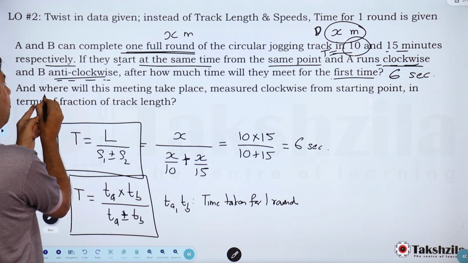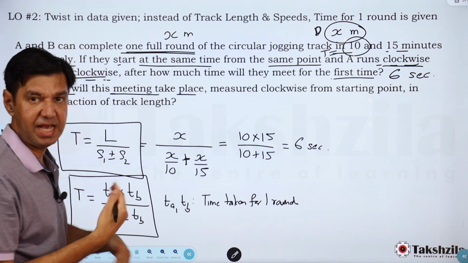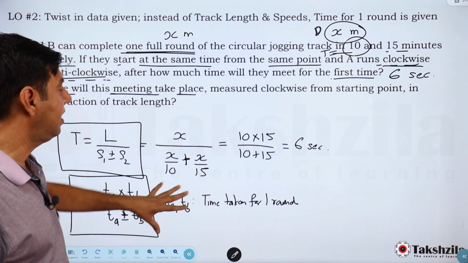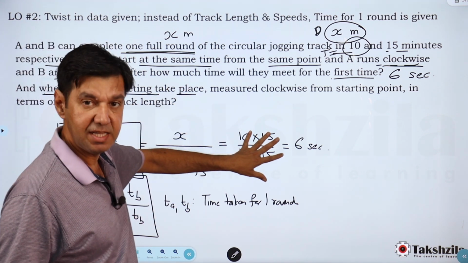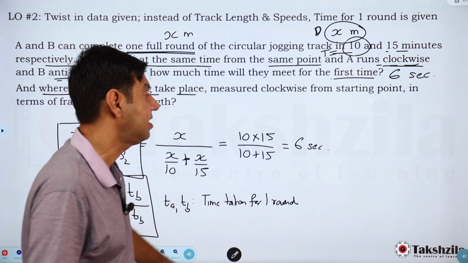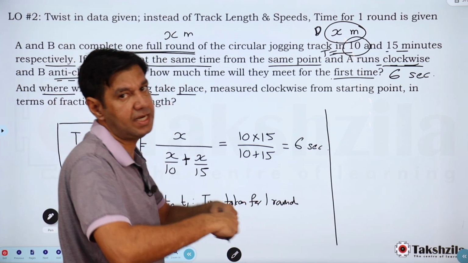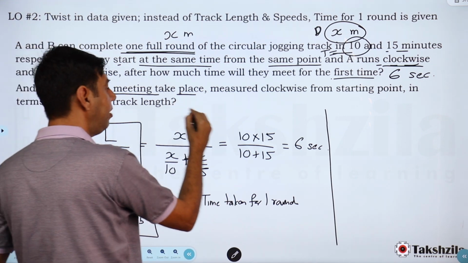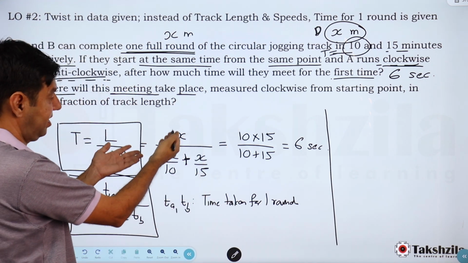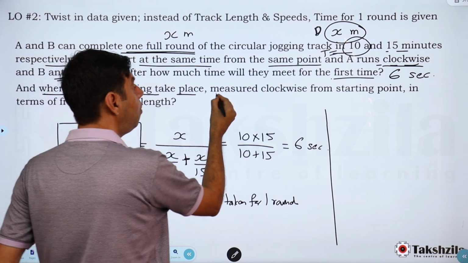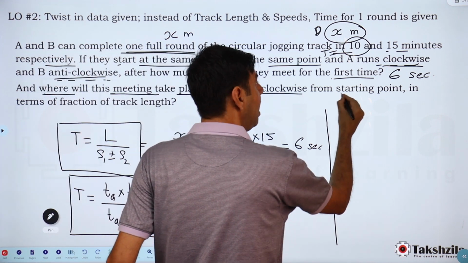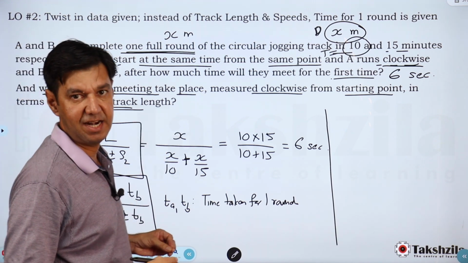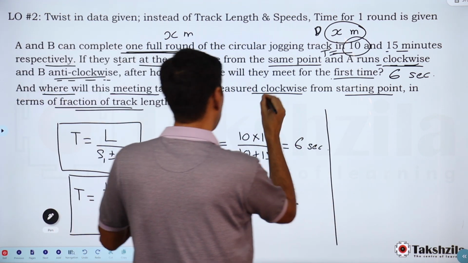Again the same part, and where will this meeting take place? The distance. Our way to handle distance till now is we first find the time and then we go to the distance. As we get more insights, we can directly find the distance, but that is still some way away. However, in this case, we don't know any distance, x and so on. So it is measured clockwise from the starting point, but it will be expressed as a fraction of track length.